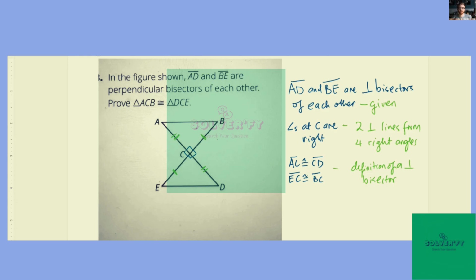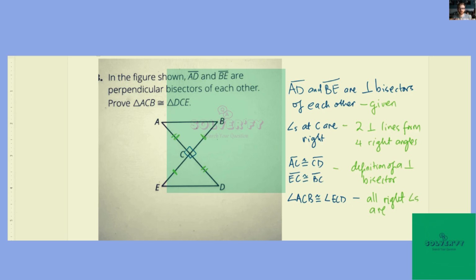And then I can say angle ACB is congruent to angle ACD. And the reason is that all right angles are congruent. That's the reason. All right angles are congruent.